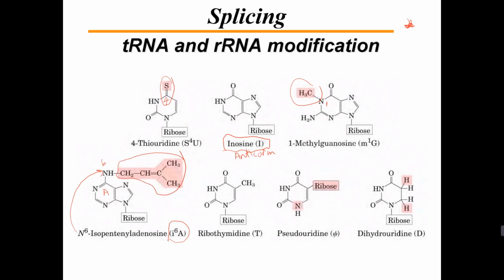Okay, ribothymidylate. Again, we have uracil with that methyl group, and our sugar is a ribose, so it's called ribothymidine. Pseudouridine, and again, we have the shift of the ribose link from position number 1 to number 5. And then dihydrouridine, again, where we lose that double bond, and we have the 2 hydrogens that are attached to dihydrouridine. So that's found in the D loop.